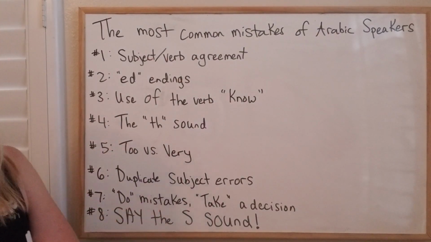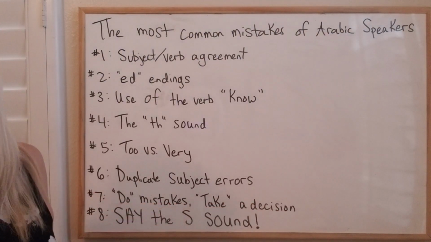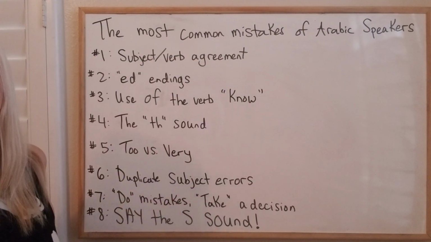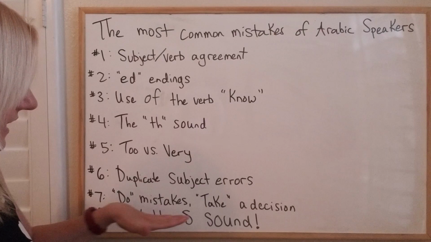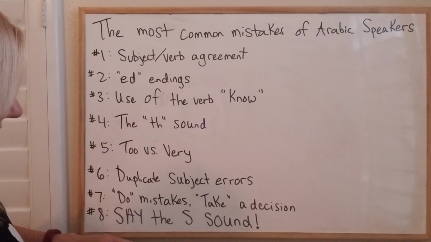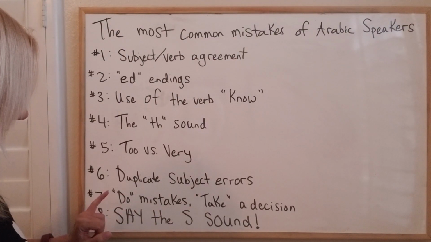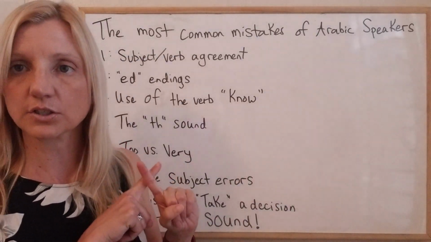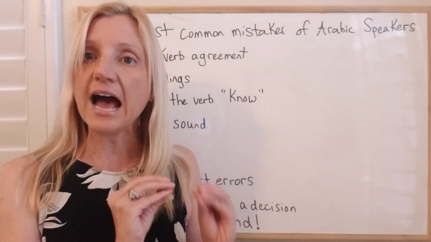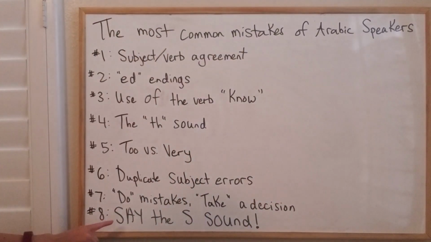Okay, number 7, very simple. We do not say "do mistakes" or "take a decision" in English. We say "make mistakes," "make a decision." So this is incorrect collocations. Remember, the past would be I made a mistake. I made a decision. But do not use the "do" and the "take." Those are incorrect collocations.